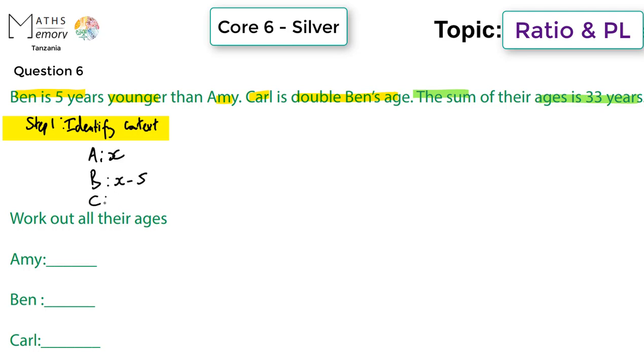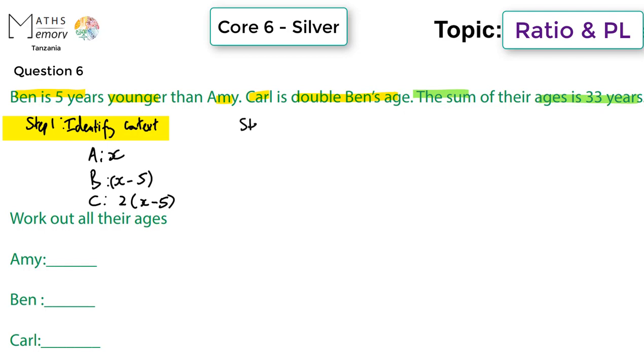See how we're creating expressions, individual expressions for each of these pupils respectively. And Carl is double Ben's age. Now Ben is X minus 5. What we'll do is put a bracket there because we have 2 of these. Remember, we have 2 and X in the number. Put a bracket. He is 2(x minus 5). A bit tricky, but that's the first thing. Identify context and represent them each in terms of individual expressions.